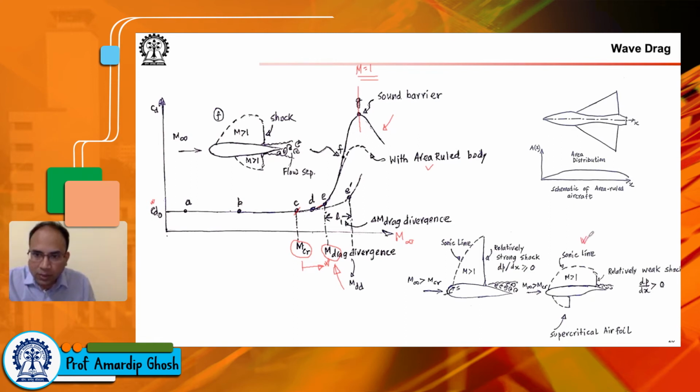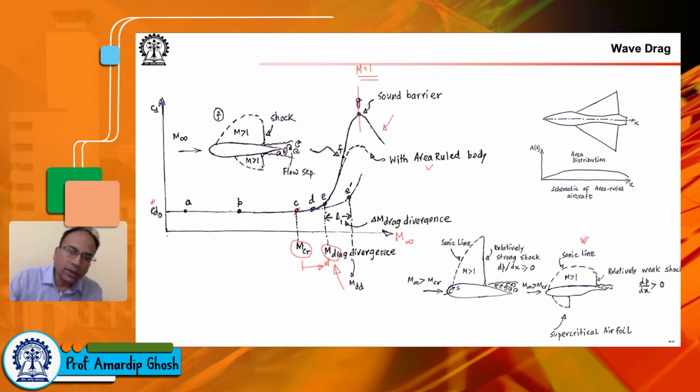We just had a small discussion about it at the beginning of today's class, because we would like to do two things. One is delay the critical Mach number, so instead of say at 0.6, we would like it to happen at 0.8. But on top of that, we would also like the drag divergence Mach number not to lie just behind Mach critical. The distance between Mach critical and Mach drag divergence should also be large enough for a decent margin of safety.